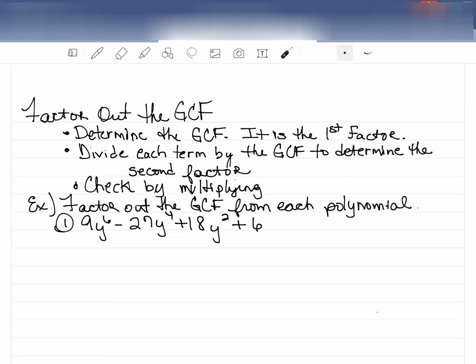I have to check for my variables. I have a y on the first one, a y on the second one, a y on the third one. That last piece is just the constant plus 6. There's no y there. That means I don't have a greatest common factor that has a y in it. So what I end up with is a 3 that I'm going to pull out as my first factor. I then have to take what they gave me and divide each of those by 3.